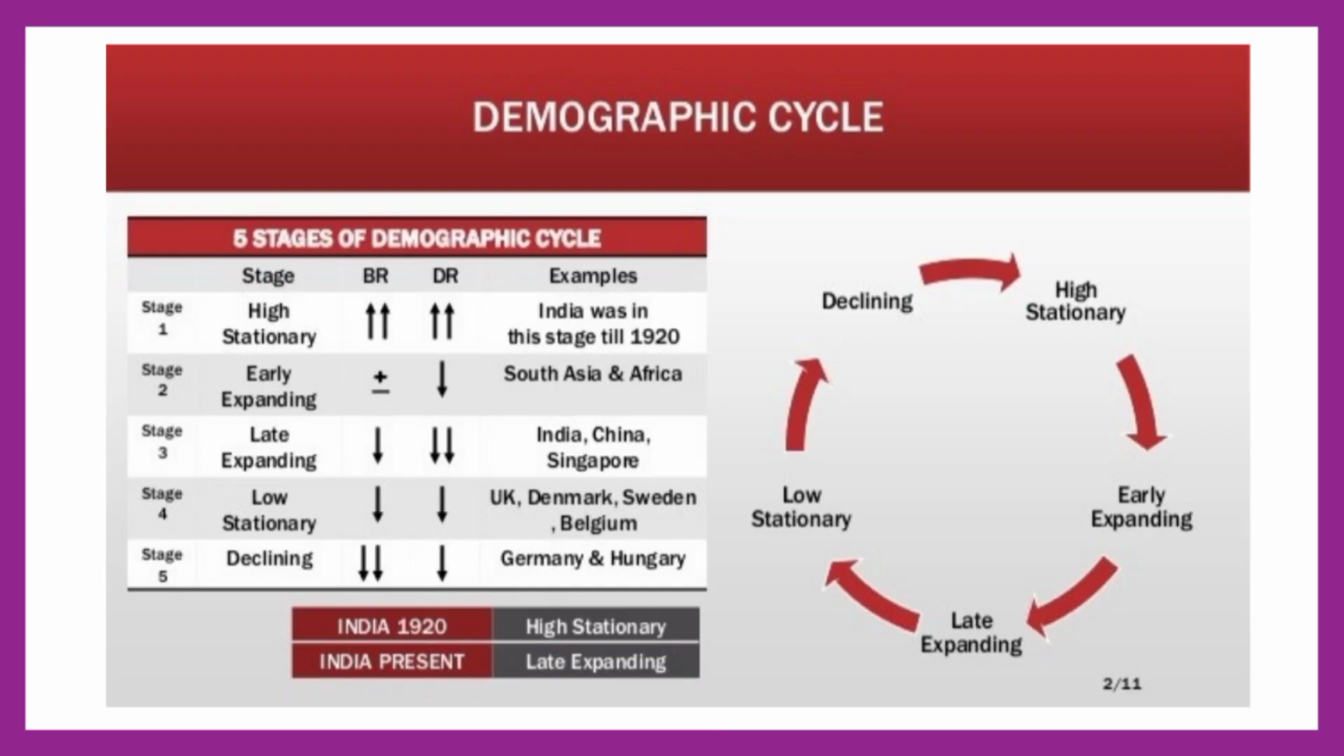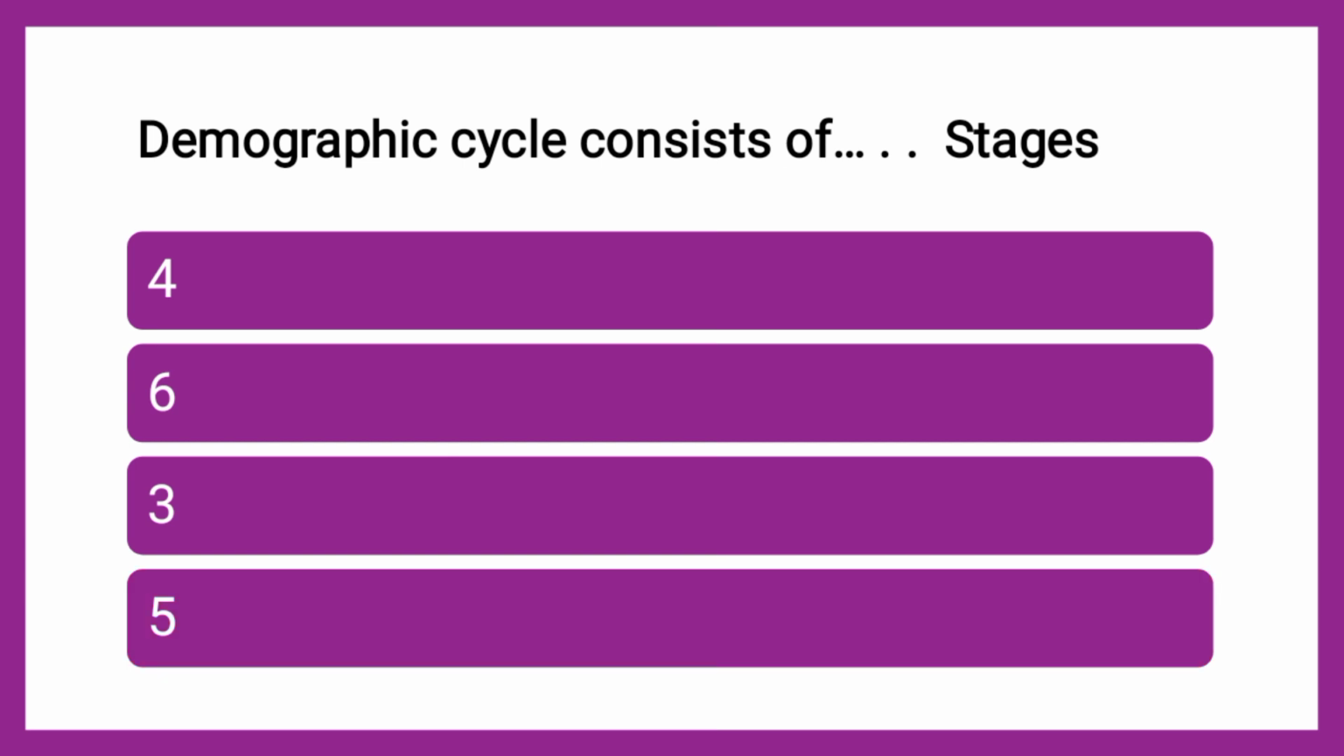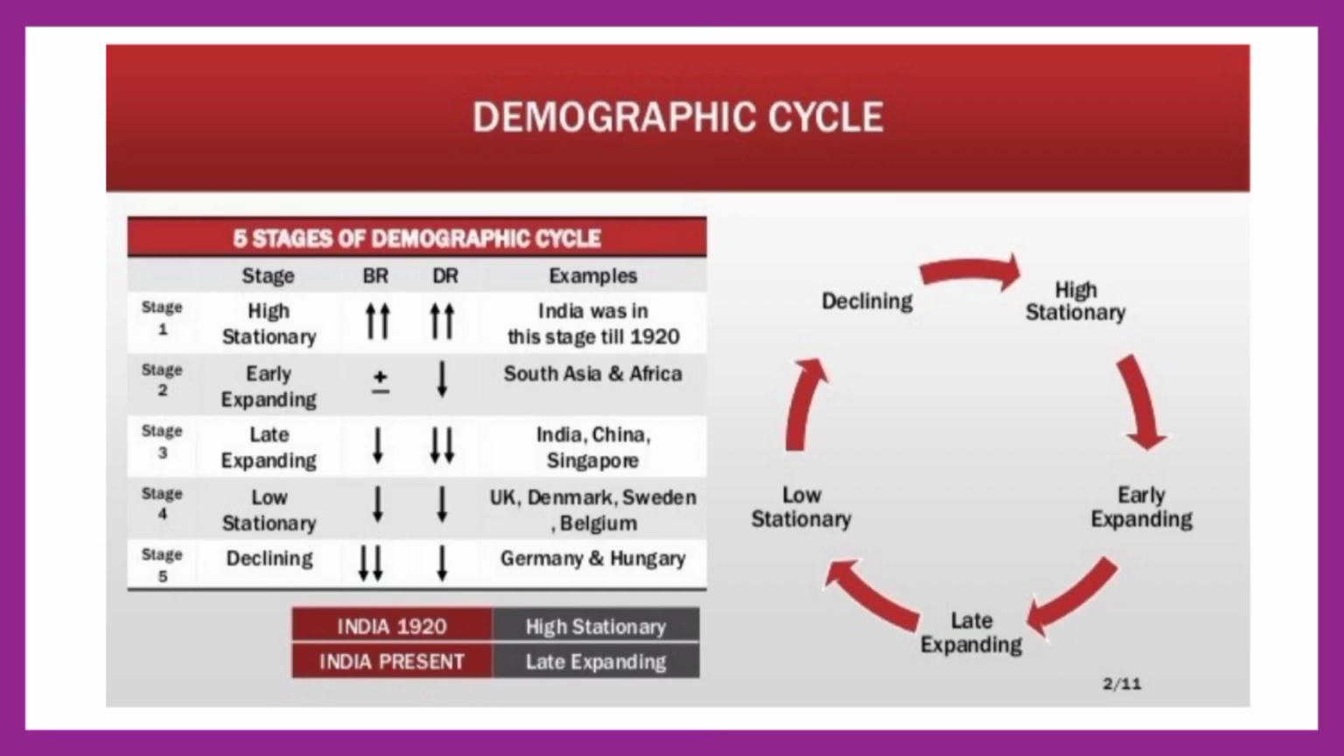As you can see here, there are 5 stages. Stage 1, stage 2, stage 3, stage 4, and stage 5. So these are the total 5 stages. The first stage is high stationary, then early expanding, late expanding, low stationary stage and declining stage. These are the 5 stages of the demographic cycle.